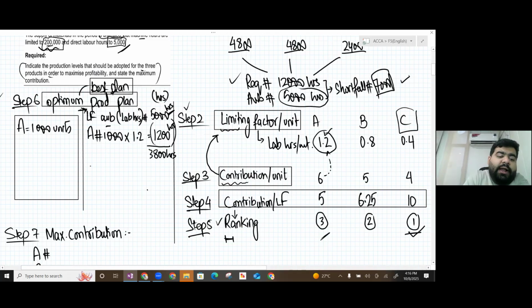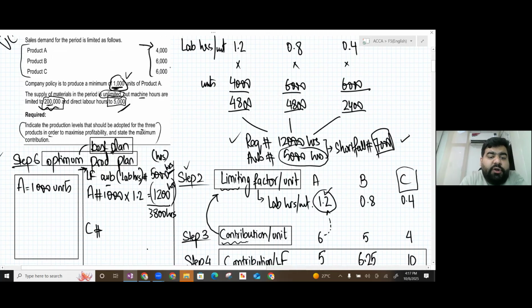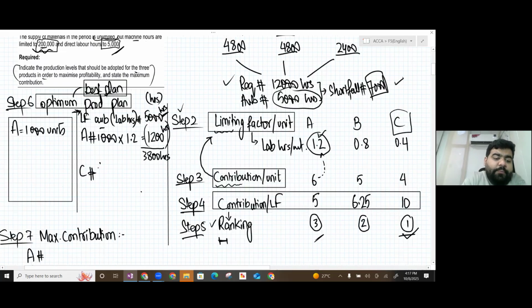So now I will write here C. How many units of C do we have to produce in total? 6,000. So I will write 6,000, multiply. How many hours is C taking per unit? 0.4. So it's 2,400. We know that out of 3,800 hours, we can utilize 2,400 hours.